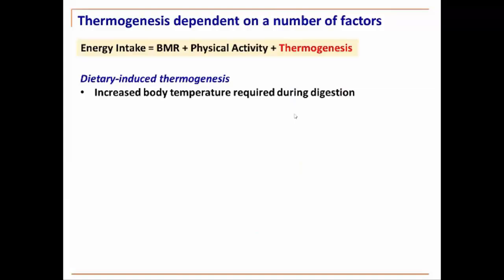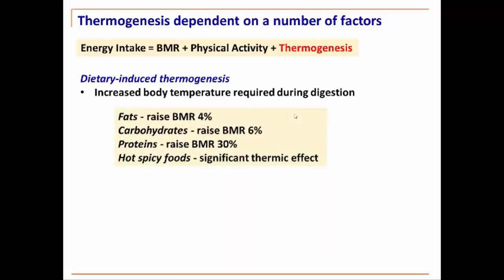So the last one of these factors we're going to cover is thermogenesis. We have dietary induced thermogenesis. So basically you get increased body temperature required during digestion. For example, if you have a high fat meal, it raises your basal metabolic rate by about 4%, so not very much. Carbohydrates by about 6%. Proteins, a lot more significant, about 30%.